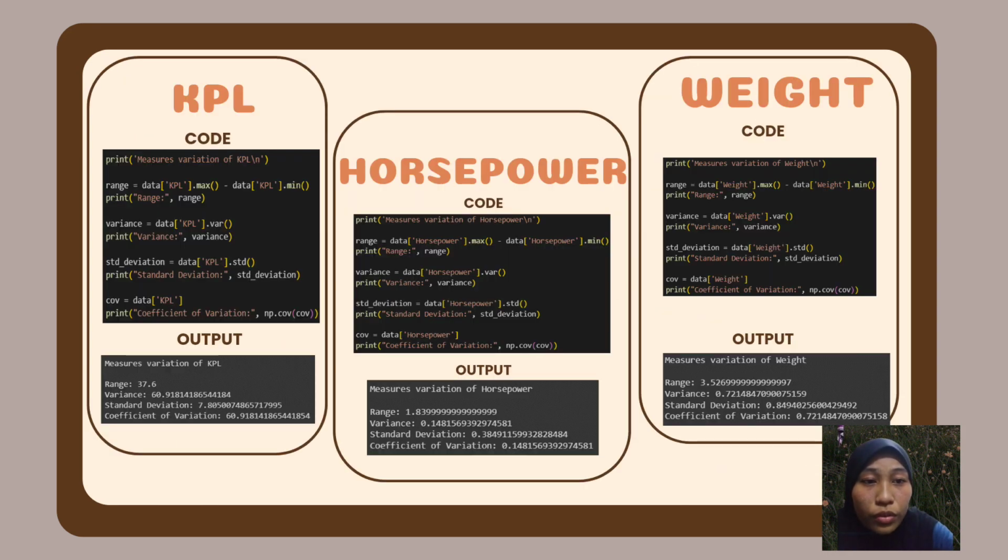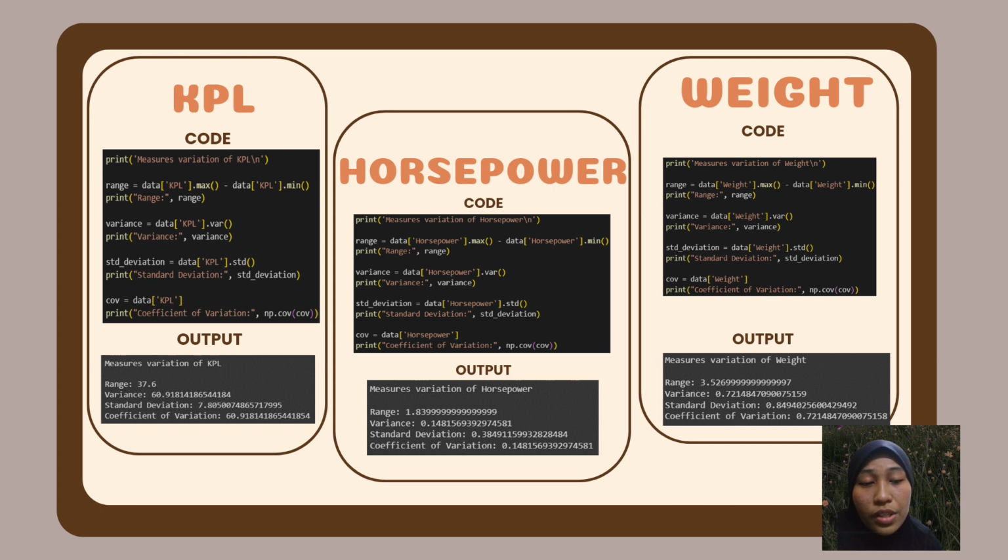Okay, create the code to measure variation of KPL. Run the code and the output shows range, variance, standard deviation, and COV. Secondly, measure variation of horsepower. This is the code and the output will show range, variance, standard deviation, and COV.